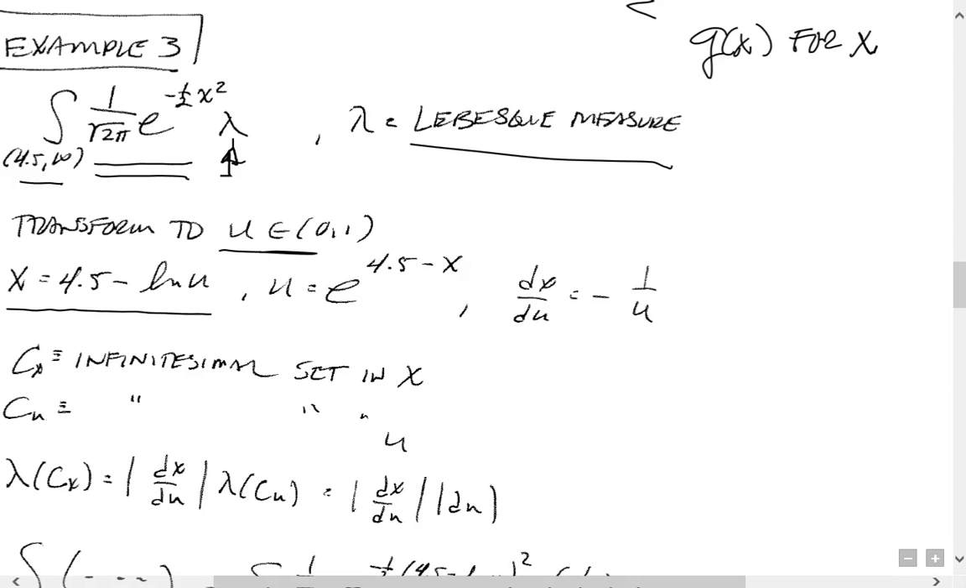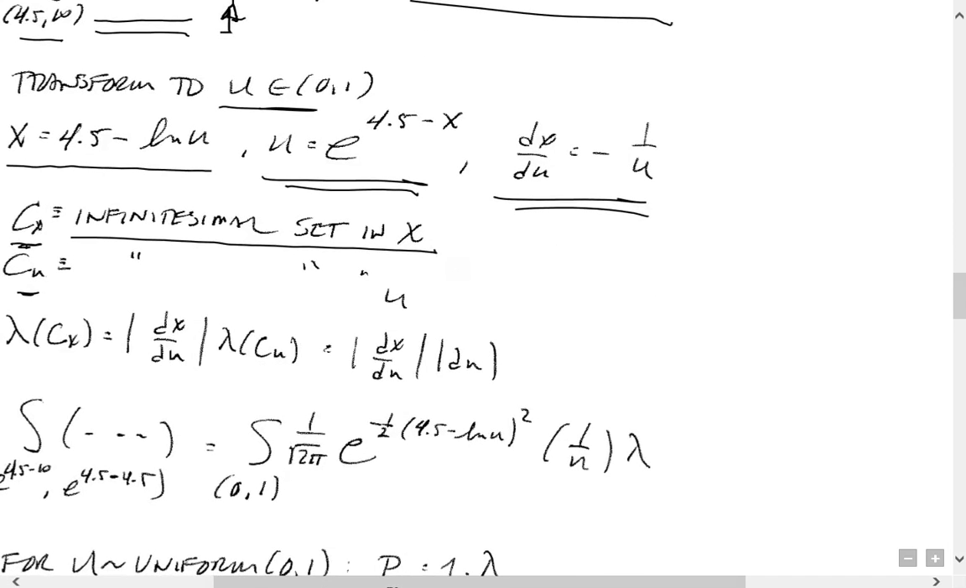You can see this being the case because as you vary log u, or vary u, 4.5 minus the log u will give you the range of x that we're looking at. And therefore u is equal to e to the 4.5 minus x, and dx/du is equal to negative 1 over u. Now let me define c sub x as being an infinitesimal set in x, and c sub u being an infinitesimal set in u.